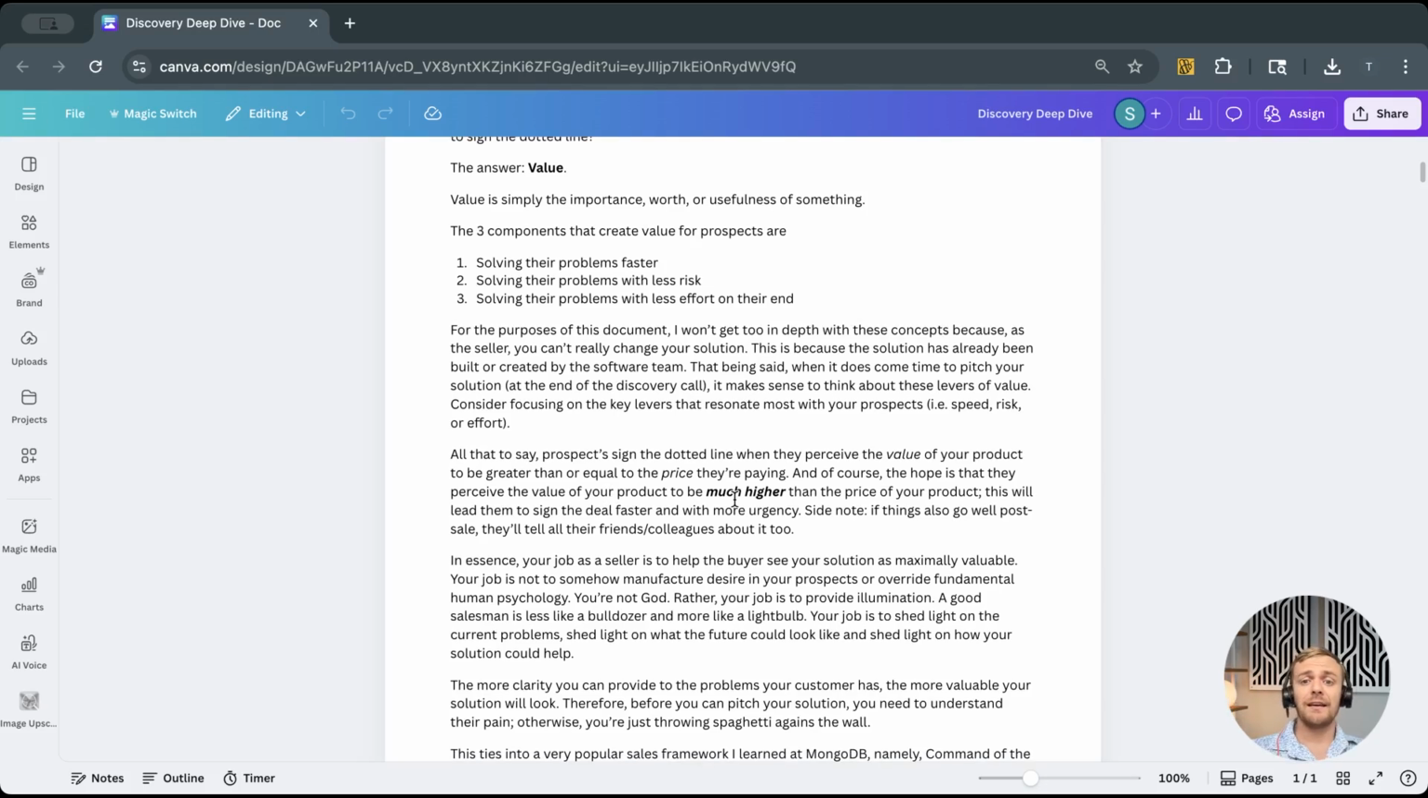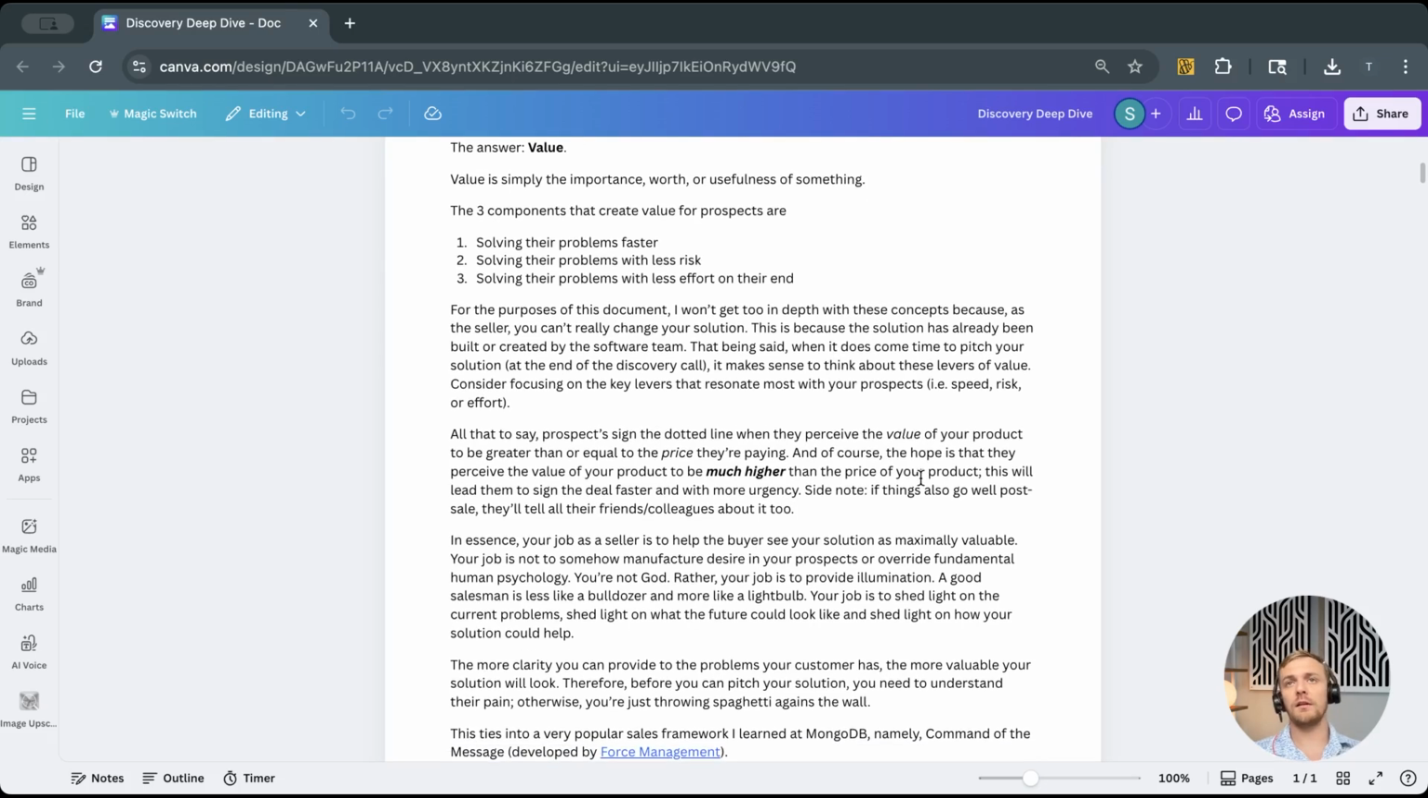And a bargain exists when the value of your product is much higher than the price that they're paying. So if you're willing to pay $1 for a bottle of water, but you can buy it for a penny, that is a bargain. If you're willing to buy a water bottle for $10, but the price is $1, that's also a bargain to you. So anyways, the larger this gap between the perceived value of your product relative to the price of your product will lead the customers to sign deals faster and with more urgency.